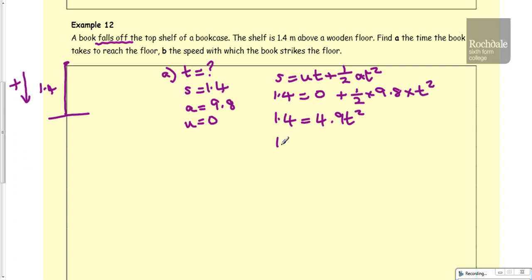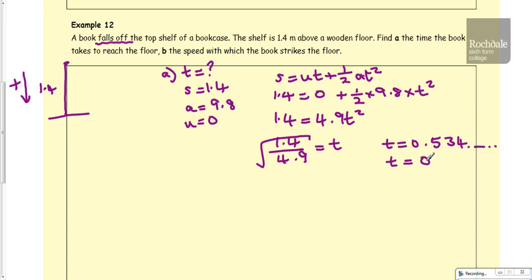And so to solve it, we would divide by 4.9. That gives us an expression for t squared. And then take the square root, and that will give us an expression for t. If you work all that out on your calculator, t works out to be 0.534 and so on. So if we're given our answer to 2 SF, because that was how accurate our value of g was, it would be 0.53 seconds, which seems like a reasonable answer. It's not a long way above the ground, so half a second to hit the ground seems reasonable.